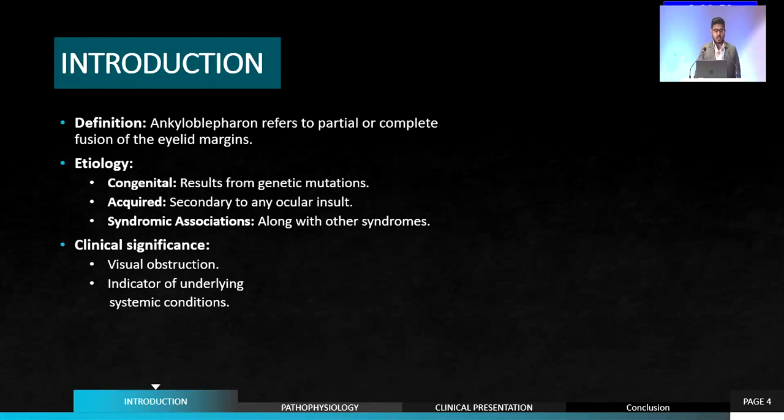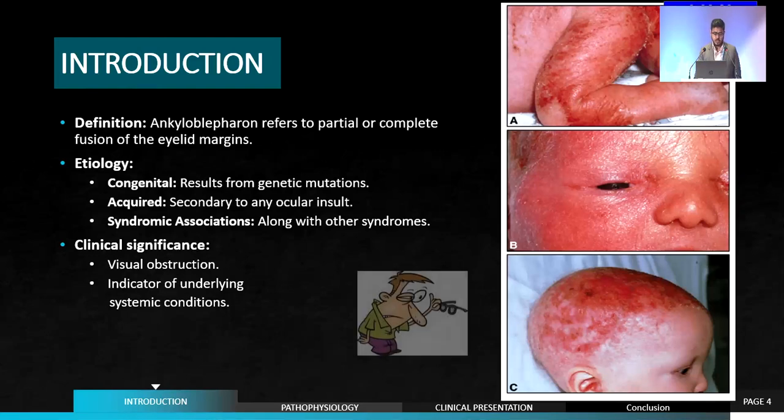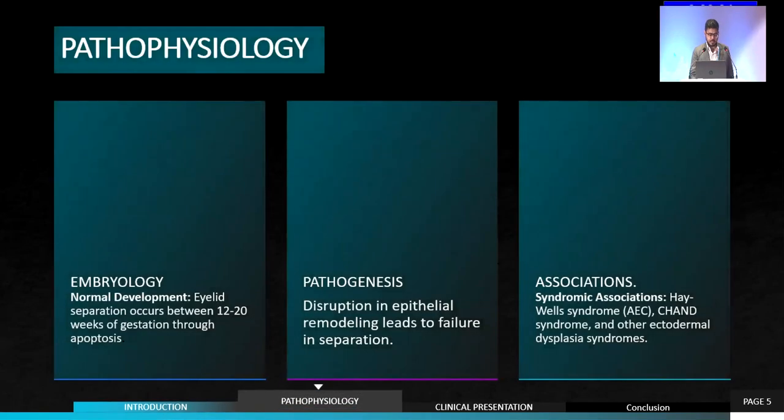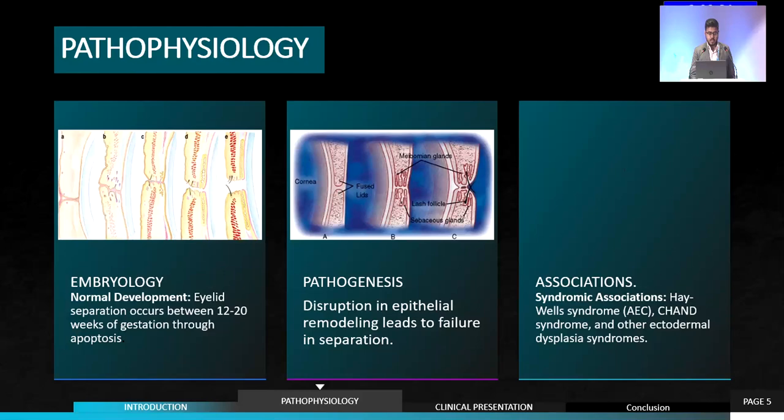Ankylobleph refers to a partial or complete fusion of the eyelid margins. Etiologically, they can be congenital or acquired and may have syndromic associations which present with multisystem involvement. Clinically, they may cause visual obstruction and may be an indicator of underlying systemic conditions. Now, coming to pathophysiology, during normal development, eyelid separation occurs between 12 to 20 weeks of gestation through apoptosis. But any disruption in this epithelial remodeling leads to the failure of the separation, leading to ankylobleph.